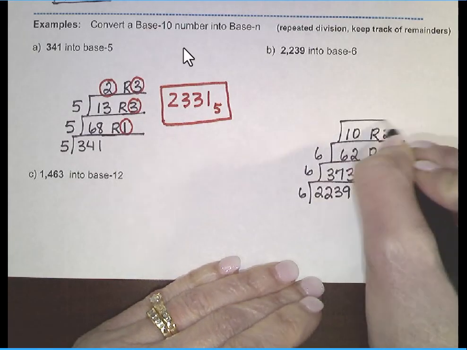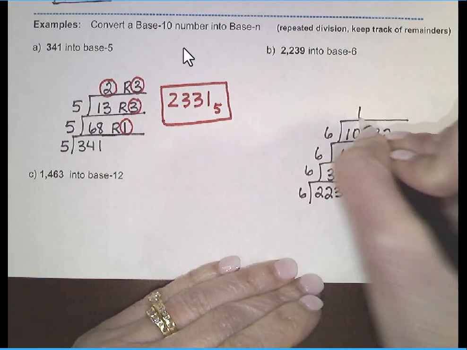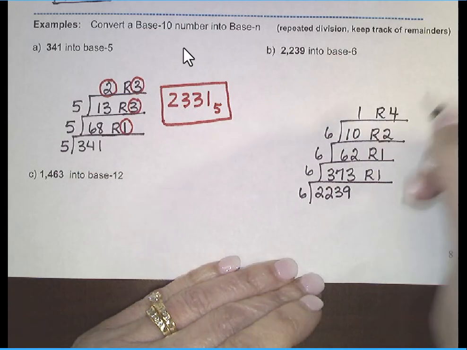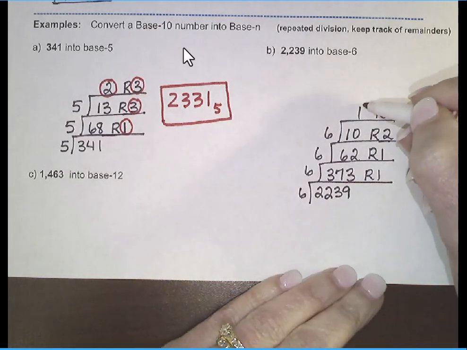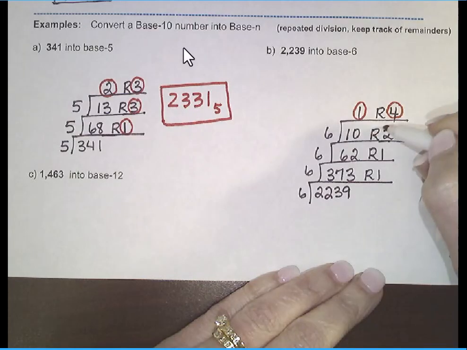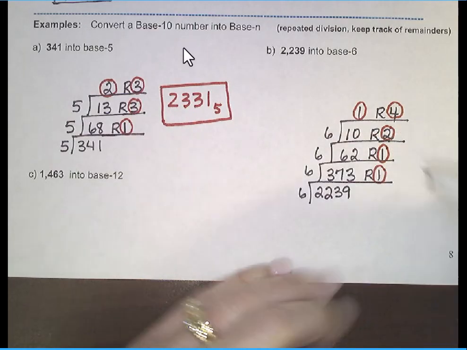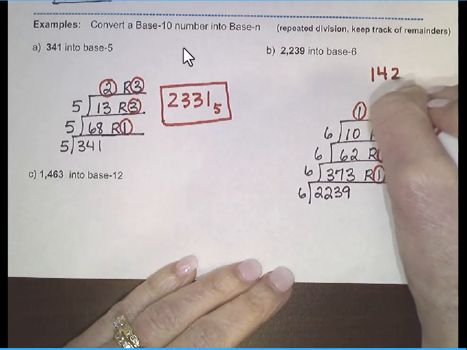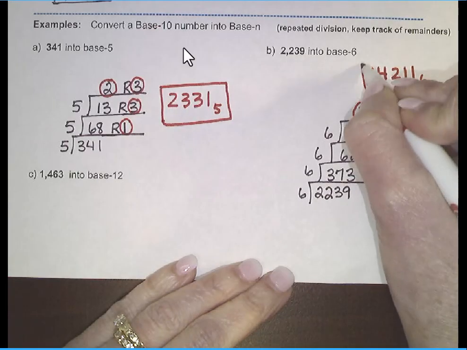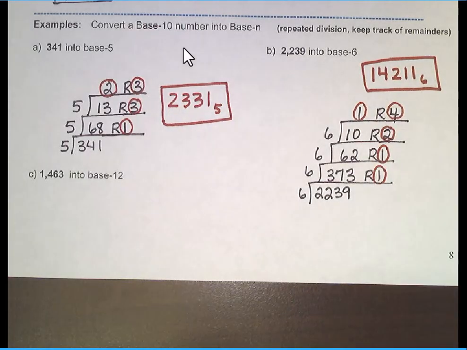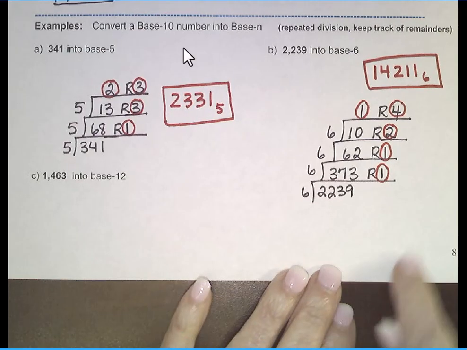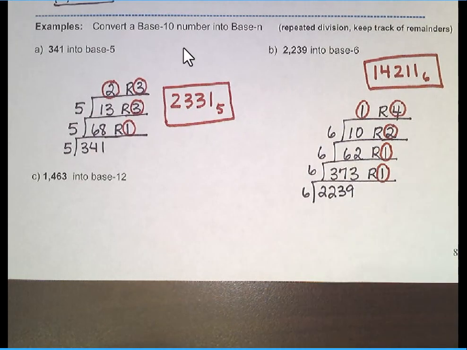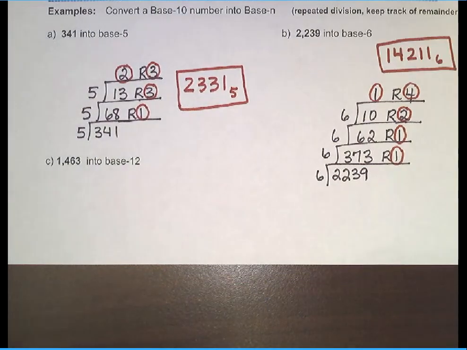You can keep dividing. 6 goes into 10 once with a remainder of 4. And at that point, you're done. You can't divide anymore. And so your answer is going to be 1, 4, 2, 1, 1 with a little subscript of a 6 because it's base 6. So divide, keep track of your remainders, and then you just write it down. See, that would be easy points on a test if you could just remember that this is the process. That's the trouble, is remembering on test day.